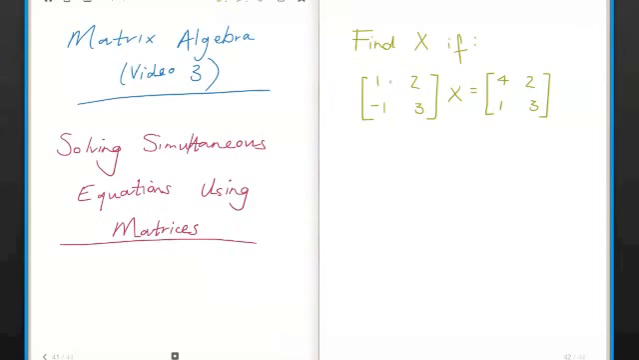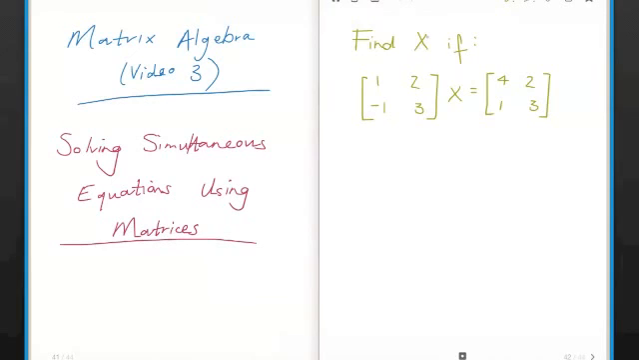If you haven't watched the first or second videos, please make sure you watch them first or you won't understand. We're going to talk about inverses and you won't understand that if you haven't watched that second one especially.